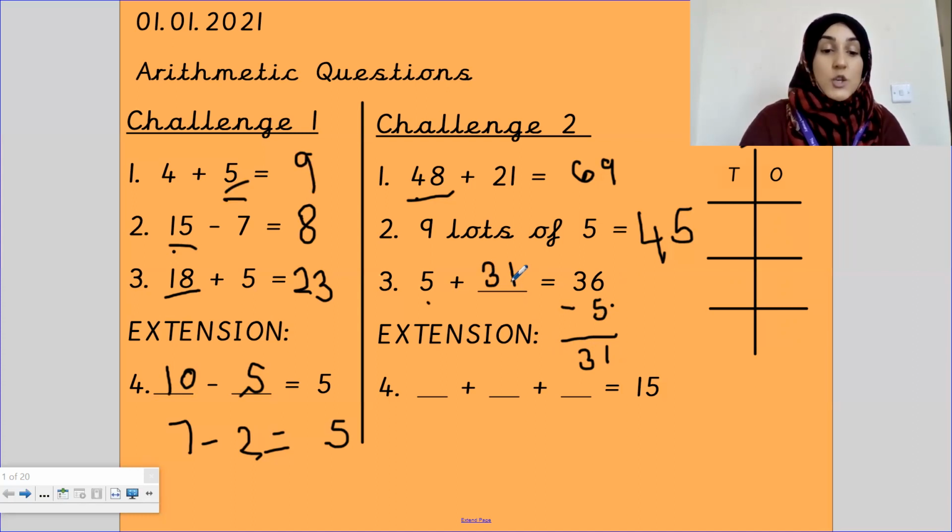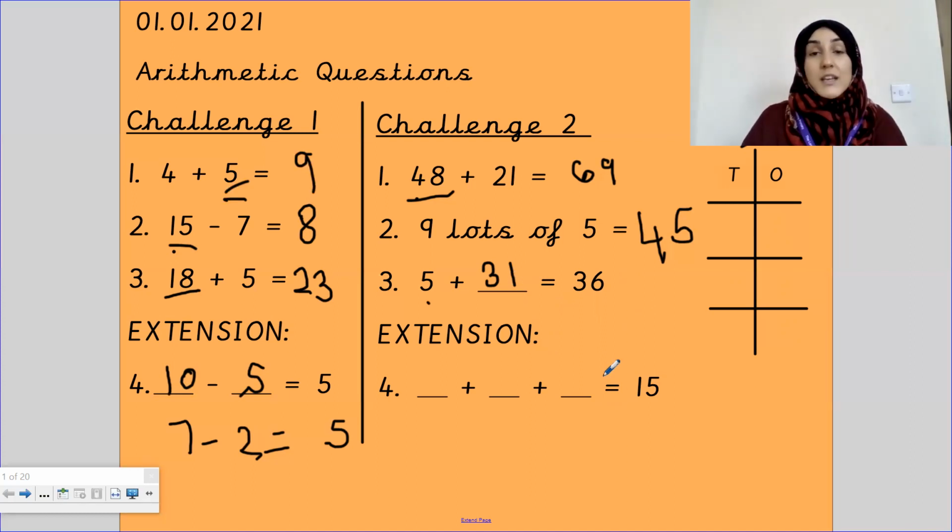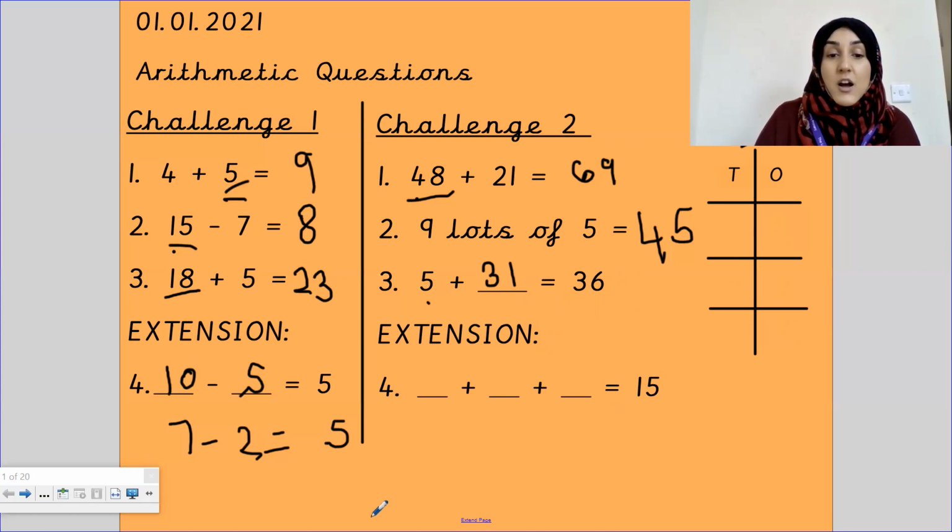Now, underneath, you have your last extension question. The question is, you need to add 3 digits together to make 15. Now, I'm going to show you a repeated addition number sentence that we could have to make 15. Can you think of how many times we need to add a certain number together to make 15? Well done!